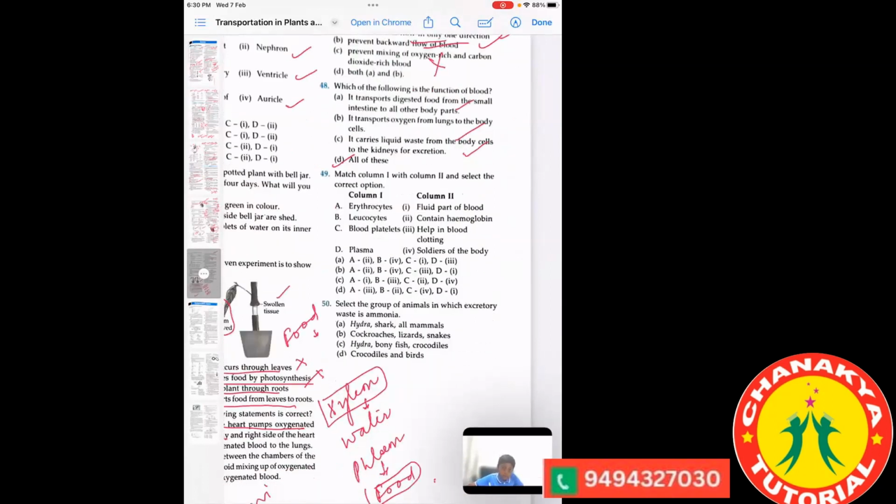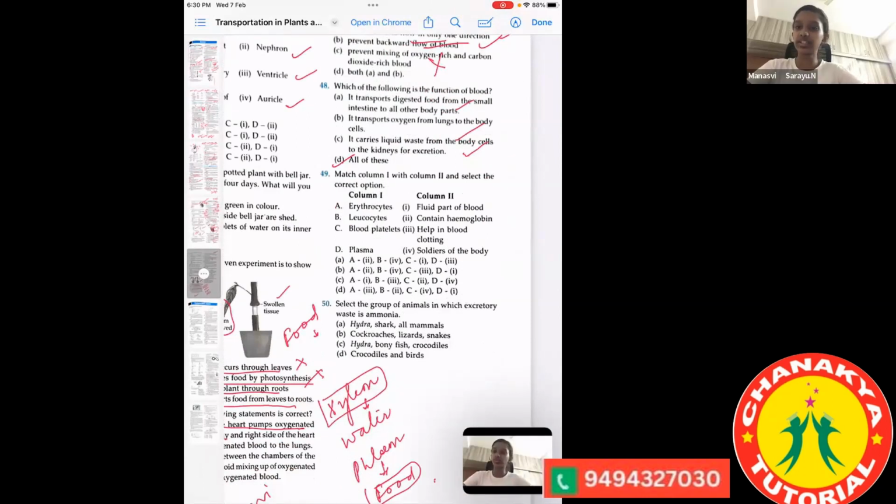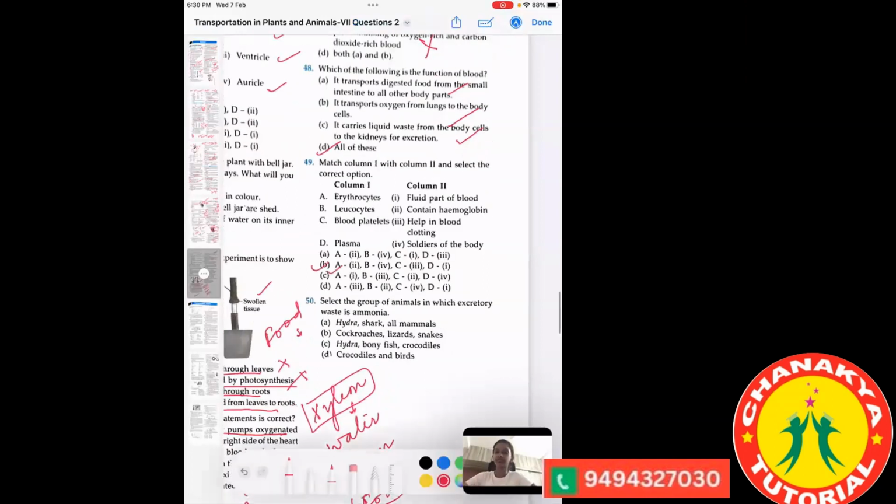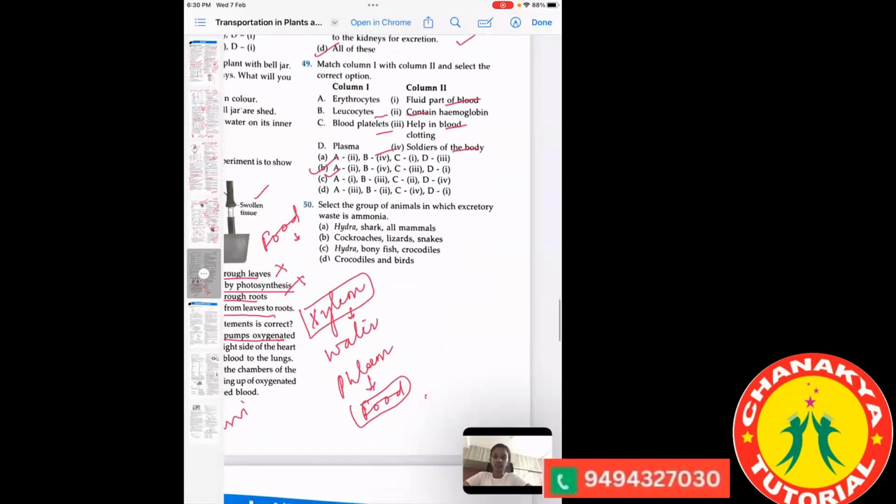Manasvi, question number 49. Match column 1 with column 2 and select the correct option. Ma'am, it's option B. Correct. So option B is the correct answer. Erythrocytes contain the hemoglobin. Leukocytes are the soldiers of the cells. Blood platelets help in clotting of the blood, and plasma is the fluid part of the blood. What's the last question, number 50?